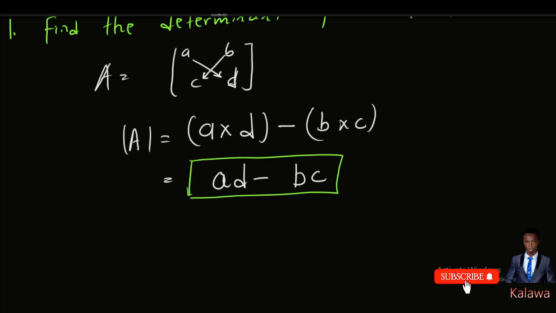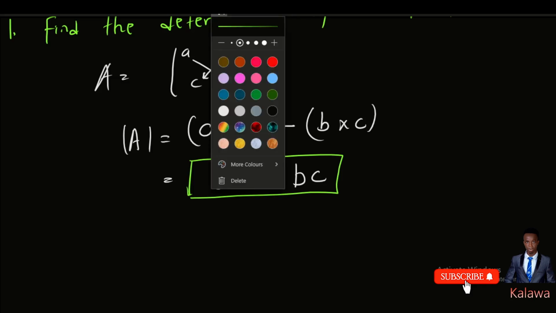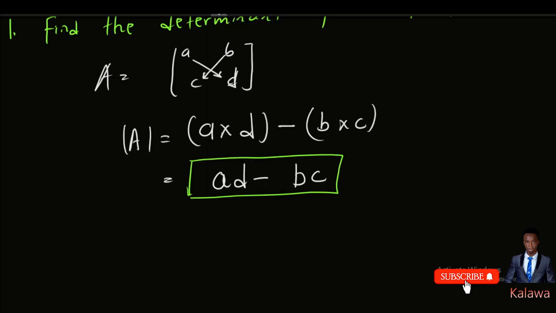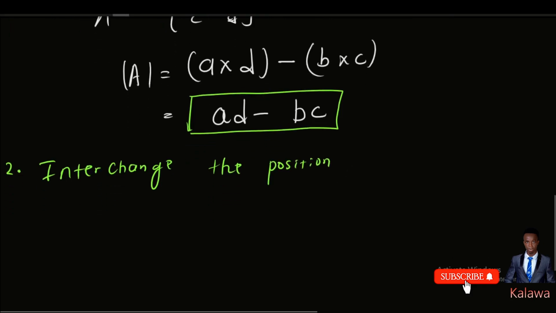So this is the first step we are going to follow. After we have arrived at our determinant, the second step is we interchange the position of A and D from the given elements.